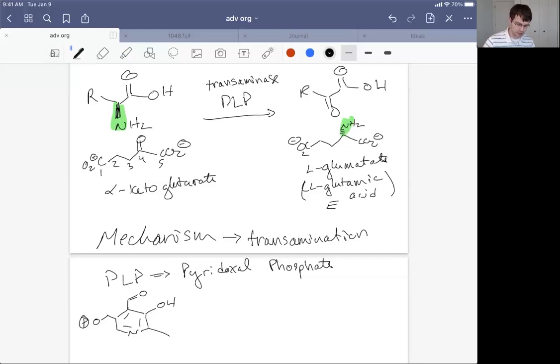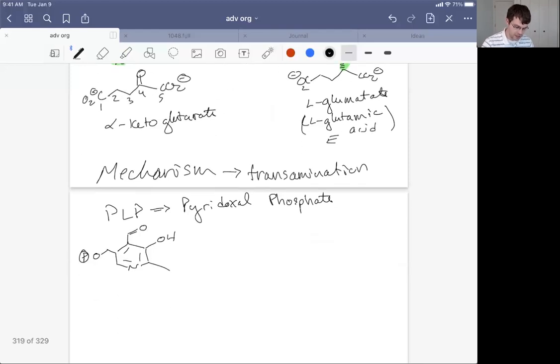Okay, but that's PLP, pyridoxal phosphate. I should add the phosphate at the CH2O position is necessary for a lot of molecular recognition events. PLP is often a catalytic cofactor. That means after it does its thing, it's regenerated. That's an important detail. It's a catalytic cofactor, and it's derived from pyridoxine.